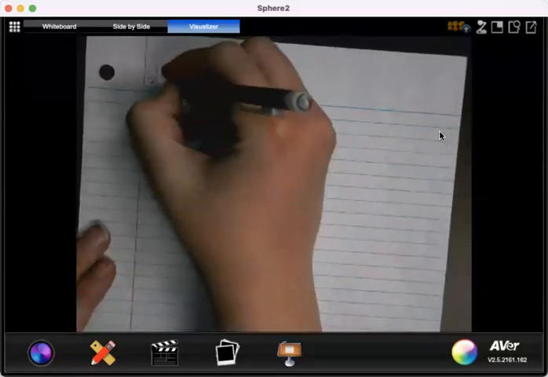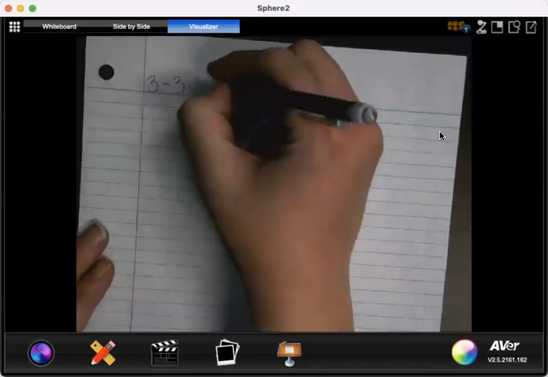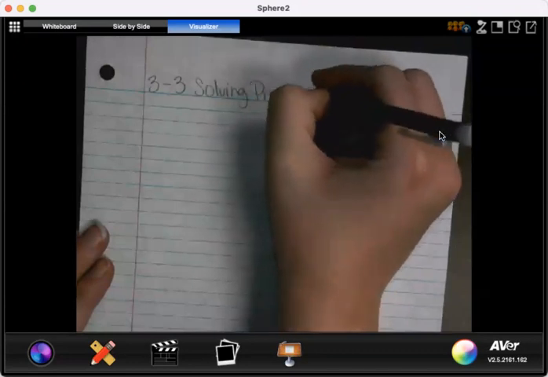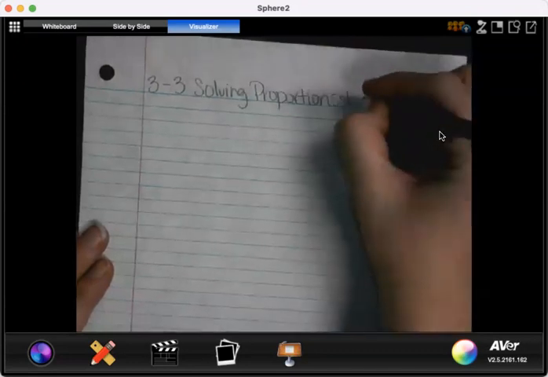Today we are going to learn about solving proportions and similar figures.